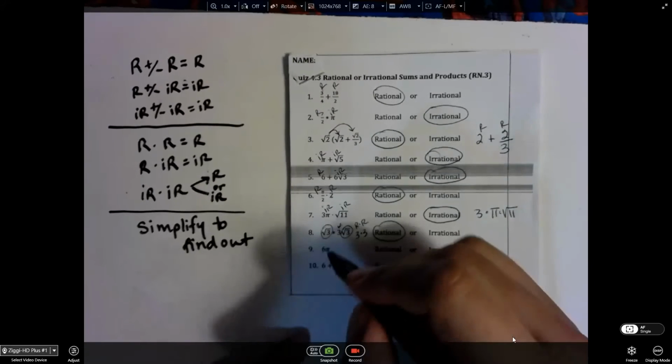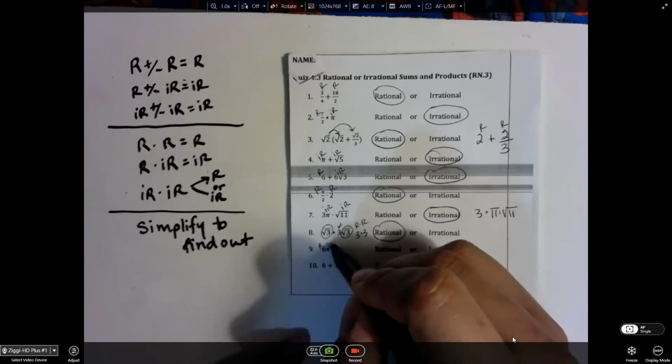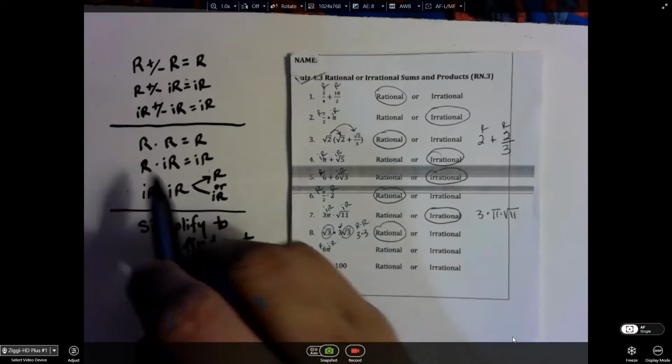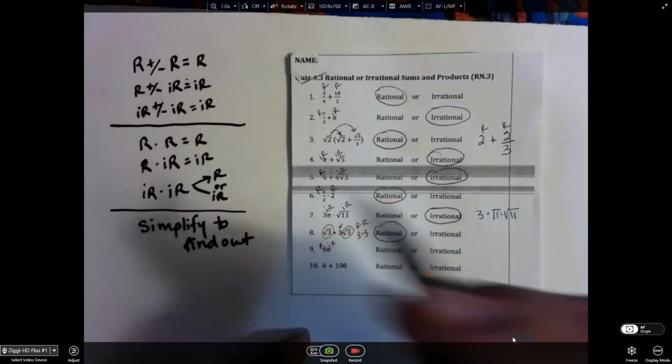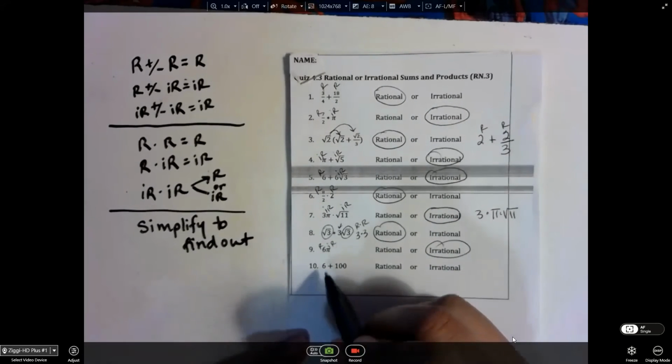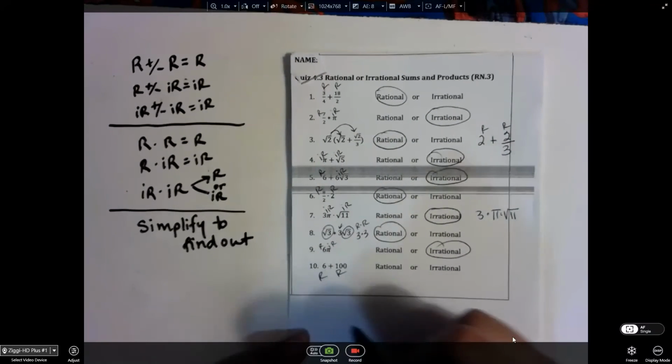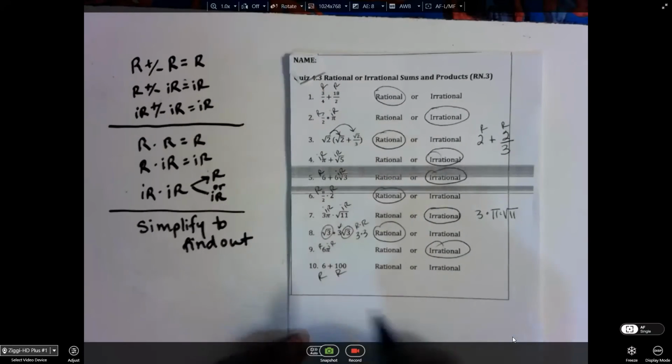6 pi. Well, 6 is rational, but pi is irrational. So rational times irrational is irrational. 6 is rational, 100 is rational, and when you add two rational numbers, you get a rational answer.